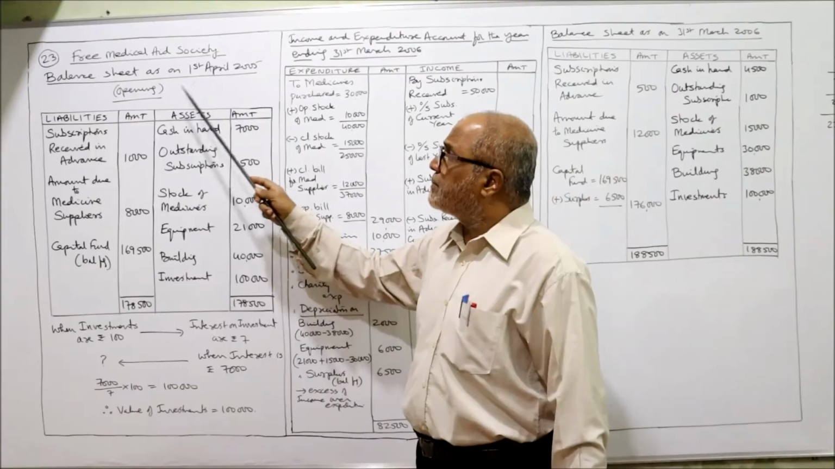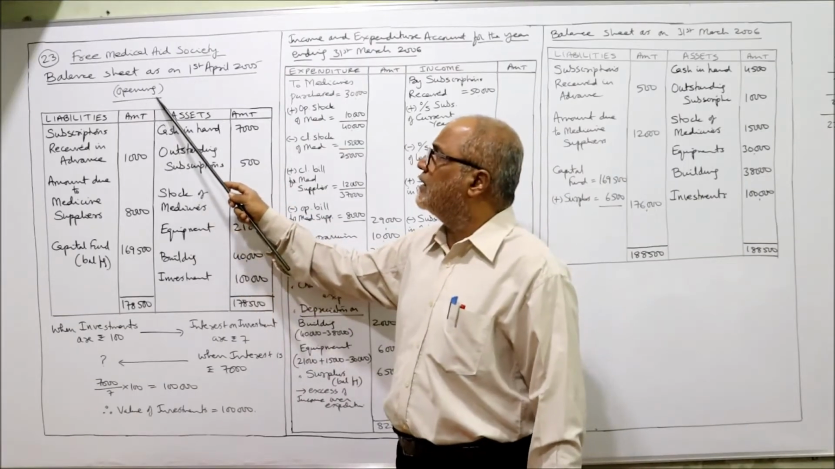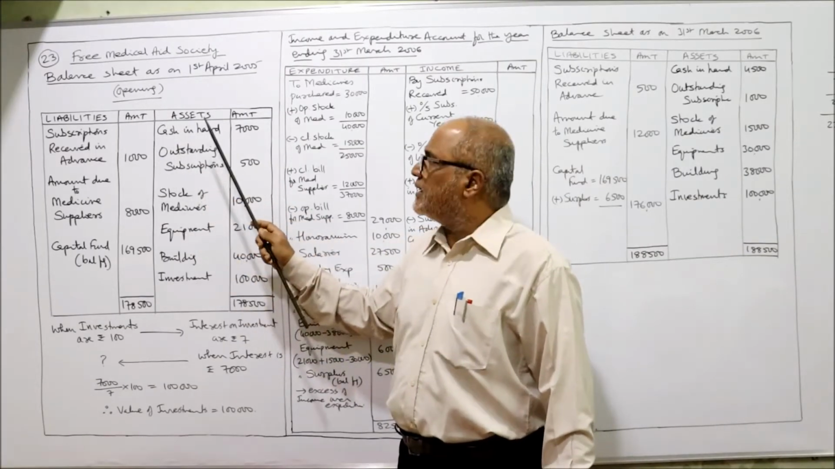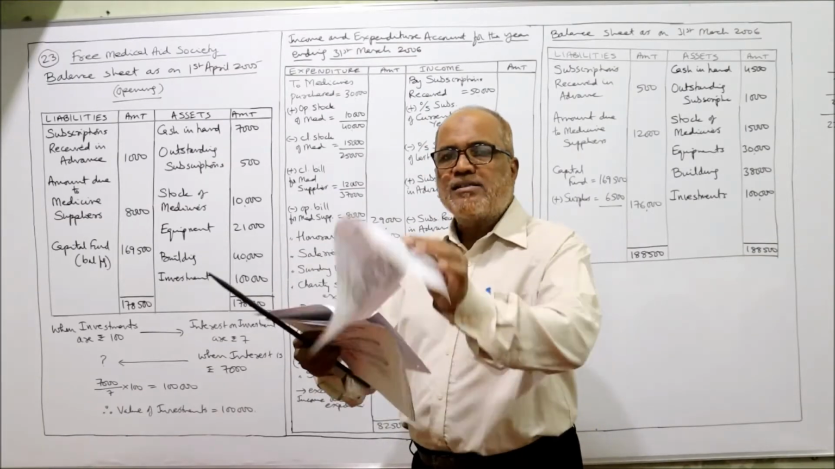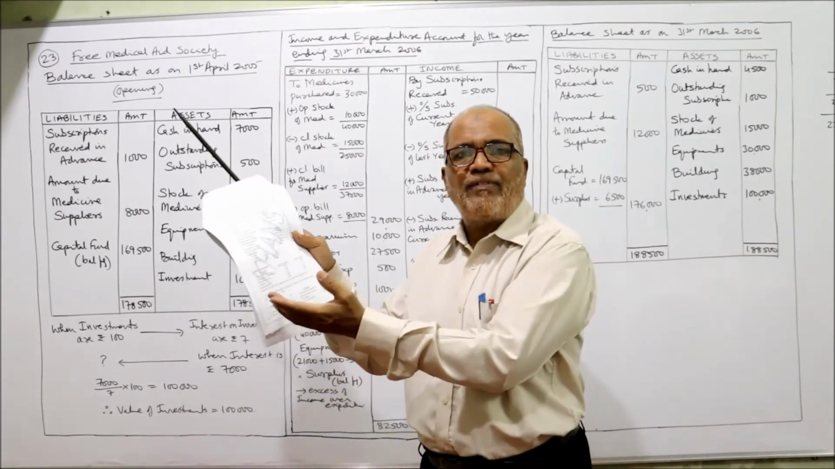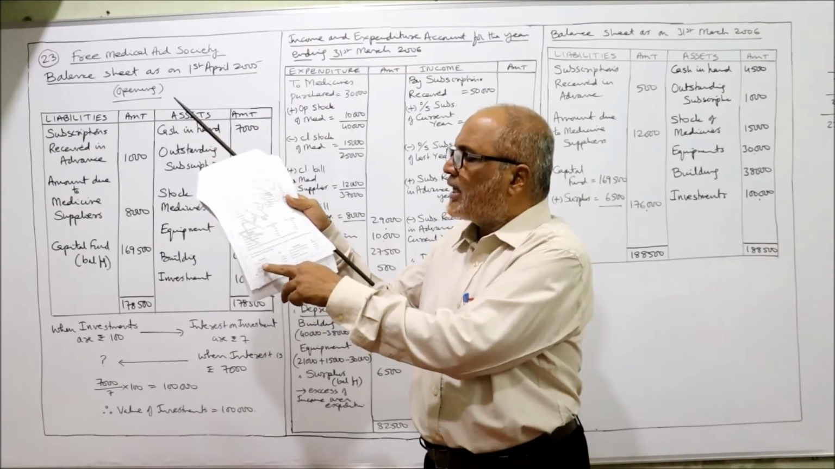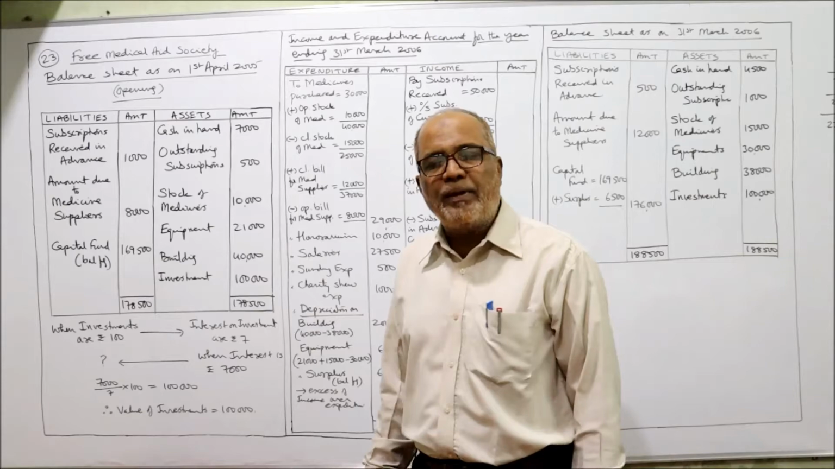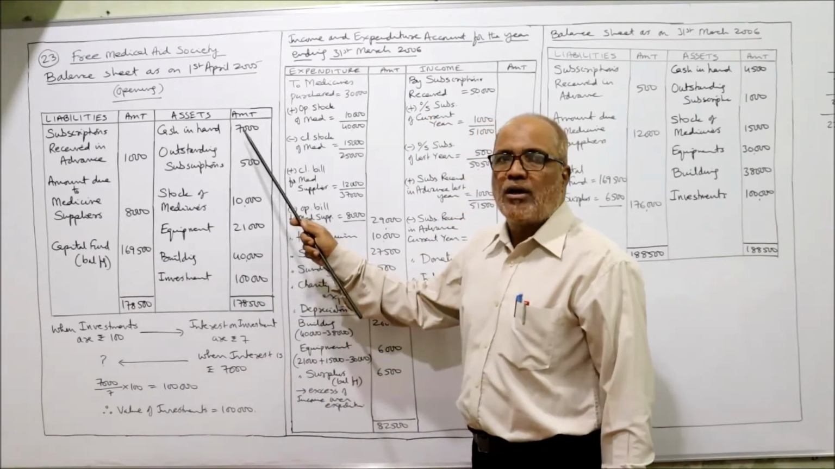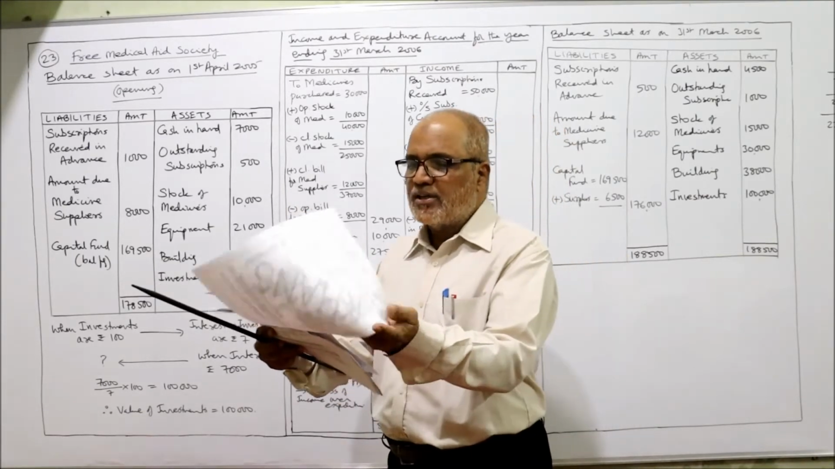Balance sheet as on 1st April 2005, the beginning of the year. Asset side, cash in hand. See the receipts and payments account: the first item on the left hand side is cash in hand on 1/4/2005, 7,000. So 7,000 is the opening cash. Now, additional information is given.